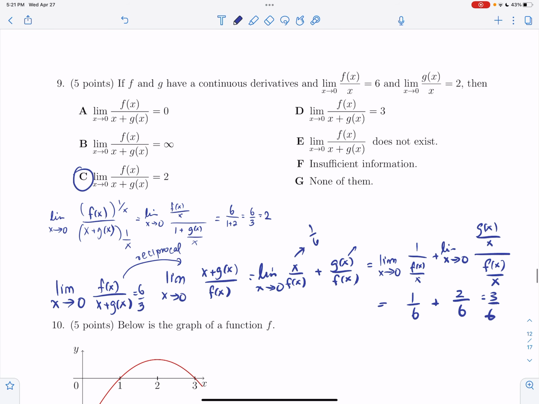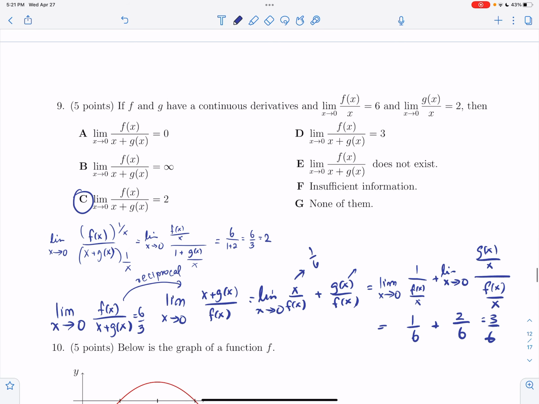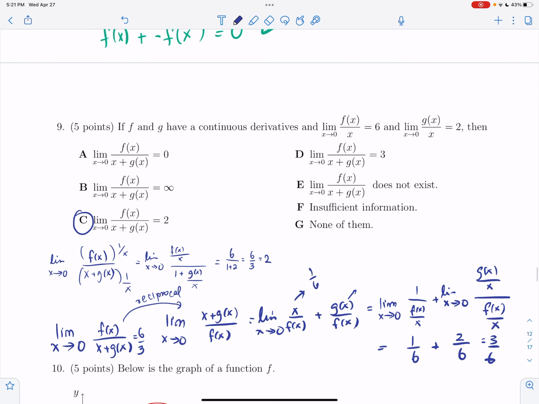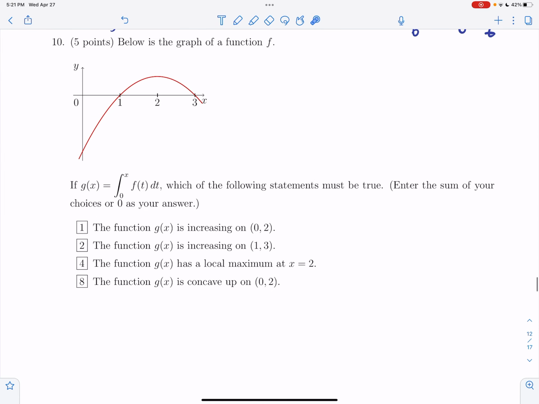Now let's look at the next one. We have a graph of a function. G of x is integral from 0 to x of f of t dt. So it's the net area from 0 to x of this function f. So if x is here, it is minus of that area. And if x is here, then it's minus of this area plus this area, or the area above the x-axis minus the area below the x-axis, whatever you want to say. Okay? That's one way to think of g.